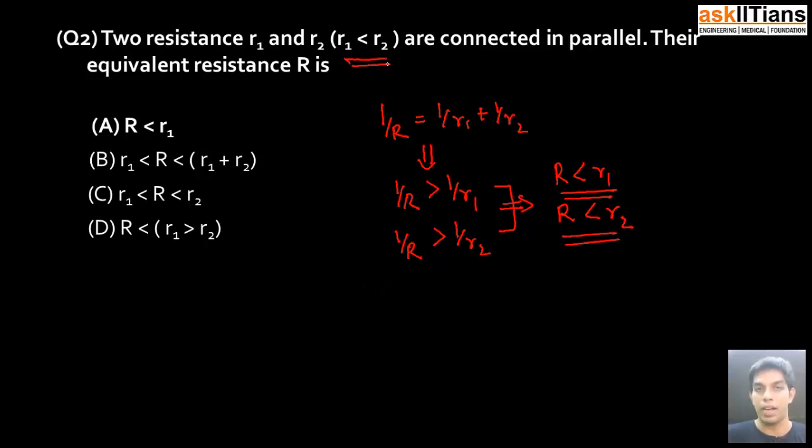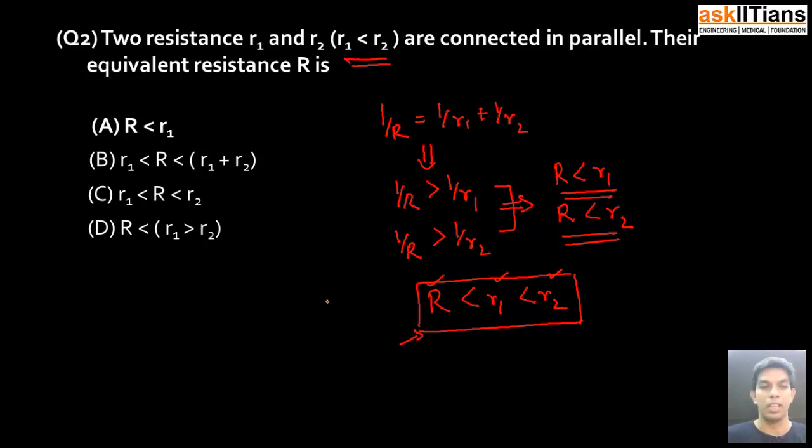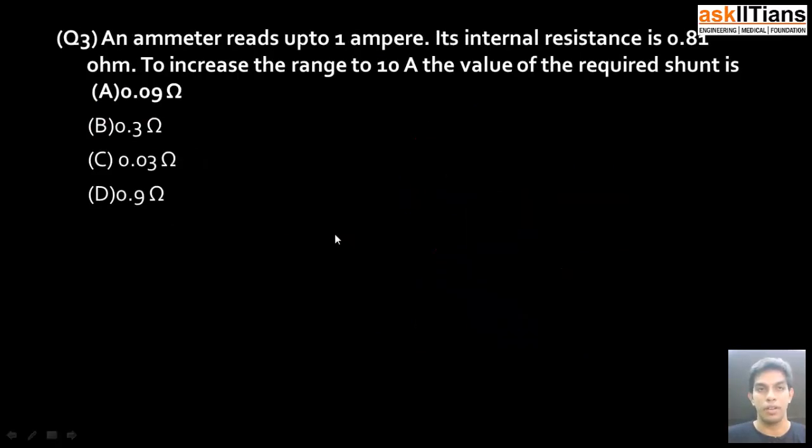With this inequality and the given inequality, I can write that capital R is less than R1 is less than R2. So this is the relationship between capital R, R1 and R2. The only expression which satisfies this relationship in given options is A. So A is my correct answer. So let's move on to the third question.